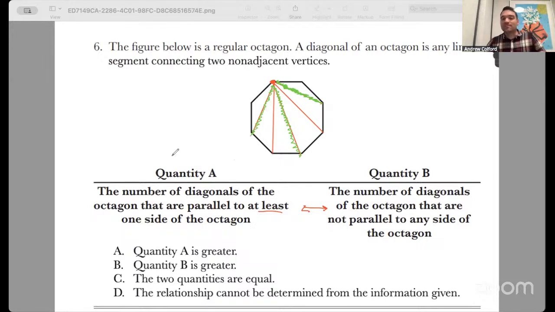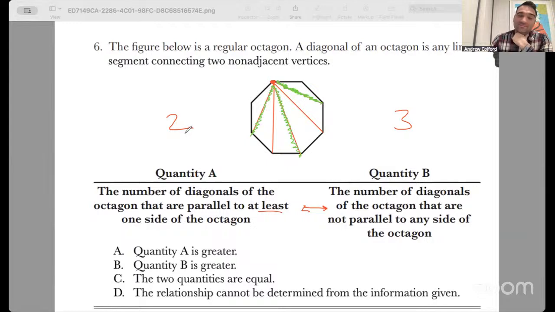Okay, so let's say we sampled this octagon. We took one vertex of this octagon and sampled it. We drew the five diagonals that come out of that. Of those five, 3 are not parallel, and 2 are parallel.